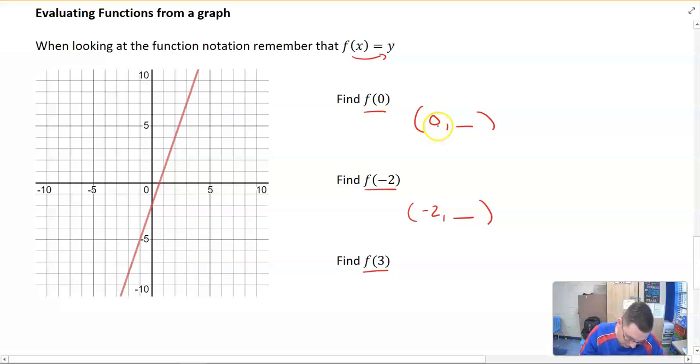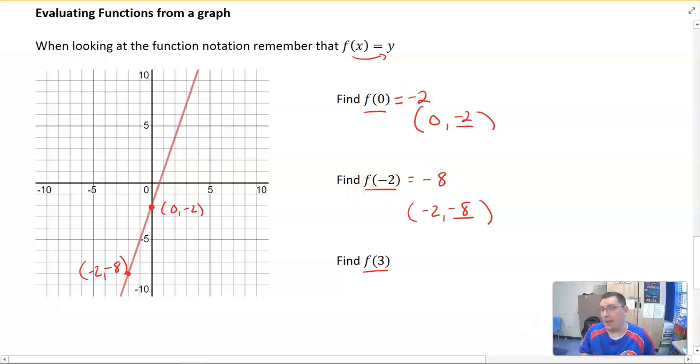And so at 0, when x is 0, the y value is what? -2, because the ordered pair is (0, -2). When we do f of -2, we're looking at when x is -2, so we're coming all the way down here and getting our ordered pair, and that's (-2, -8). So this is -8. Now we can write these equal to, so we can do f of 0 is equal to -2, and f of -2 is equal to -8.